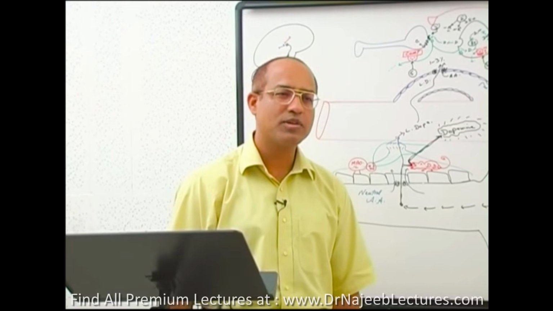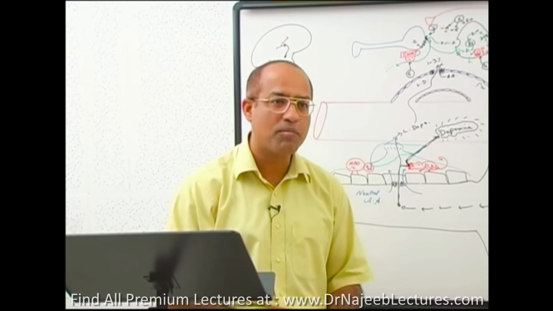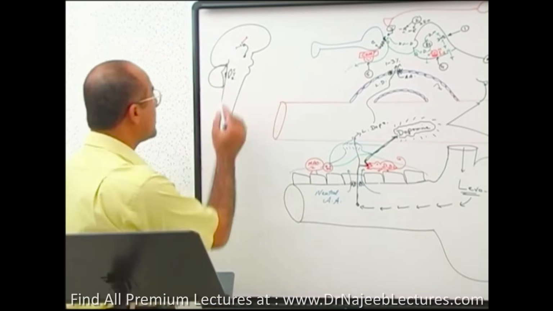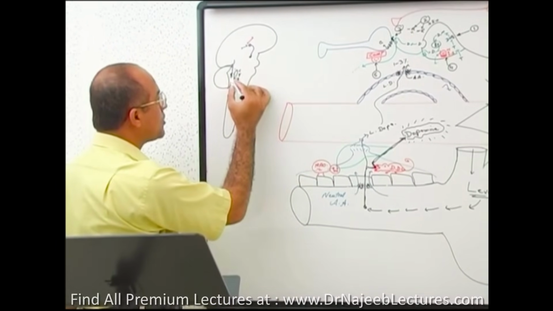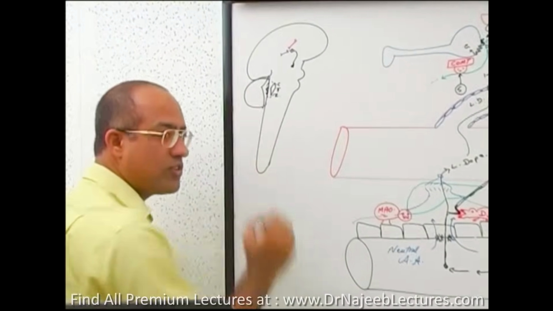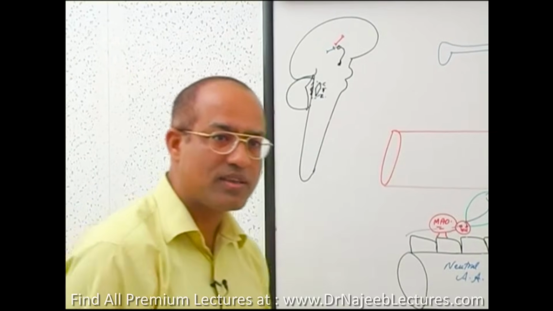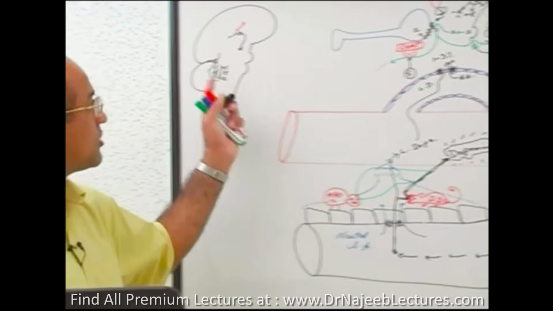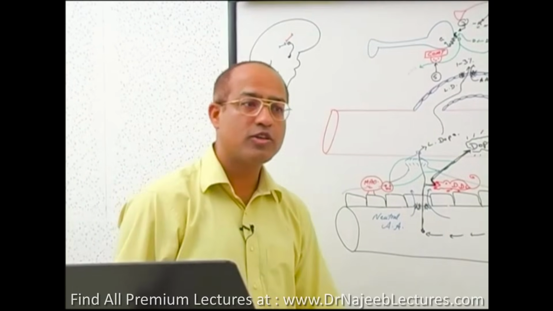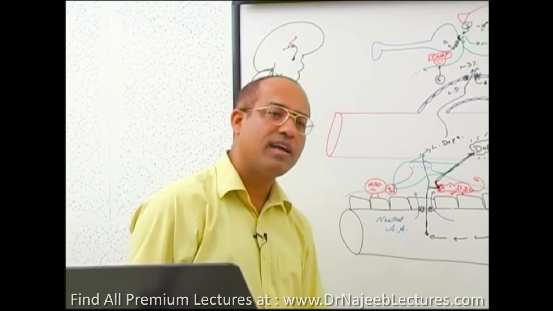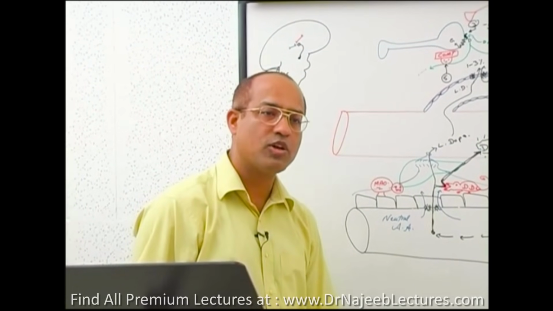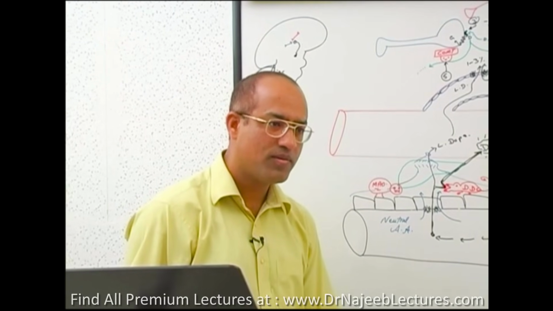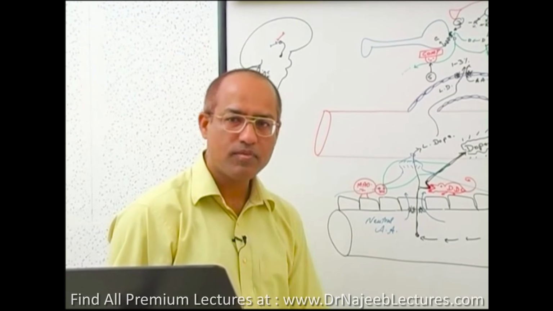Why is it broken? Because neurons there are sampling the blood for toxic substances. In a small area here, the blood-brain barrier is broken. So whatever is present in blood can influence these neurons. And when dopamine reaches, of course, levodopa converts into dopamine and then reaches the chemotrigger zone, right? It stimulates those neurons and that produces nausea and vomiting.